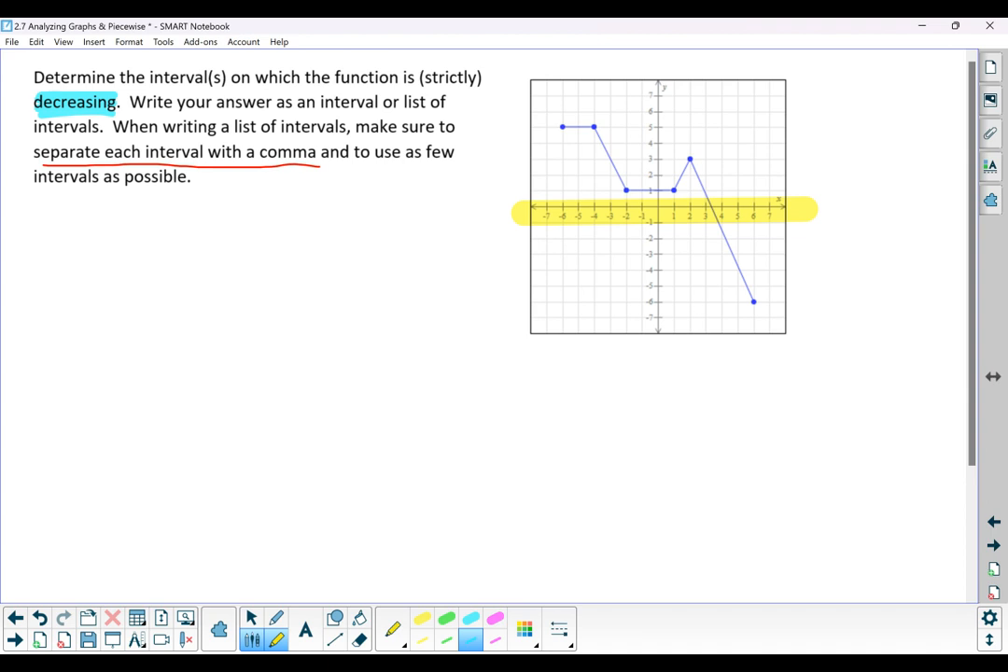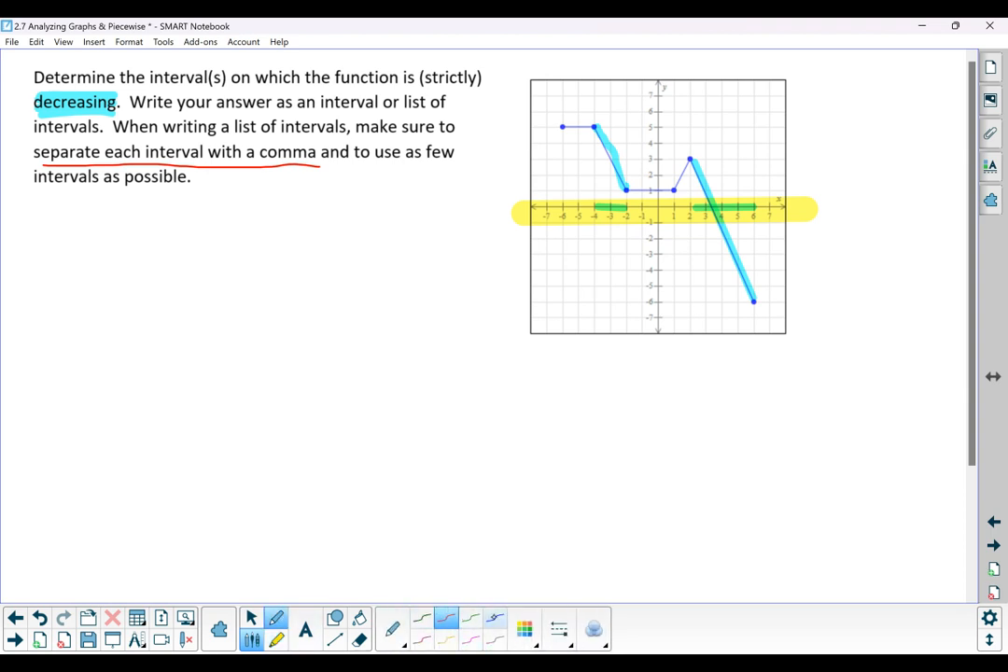Remember, we always think left to right. So I'm going to read through this function. First, it's constant, then it's decreasing, then it's constant, then we've got a little increase, and then finally we finish with a decrease. So we have two intervals on which the function is decreasing. And I'm going to highlight those in blue on that x-axis.